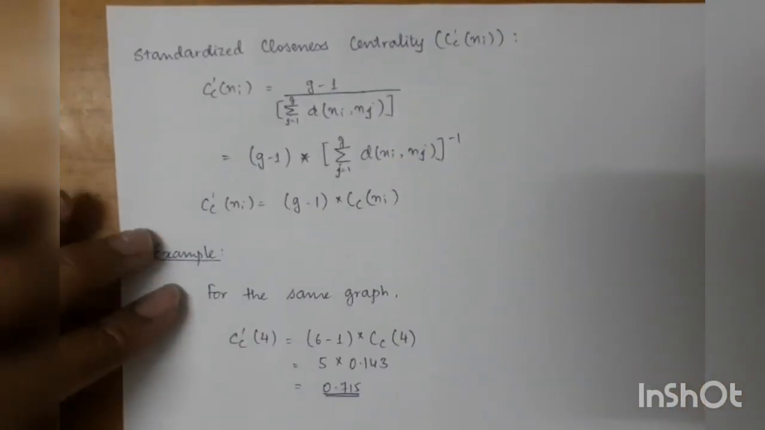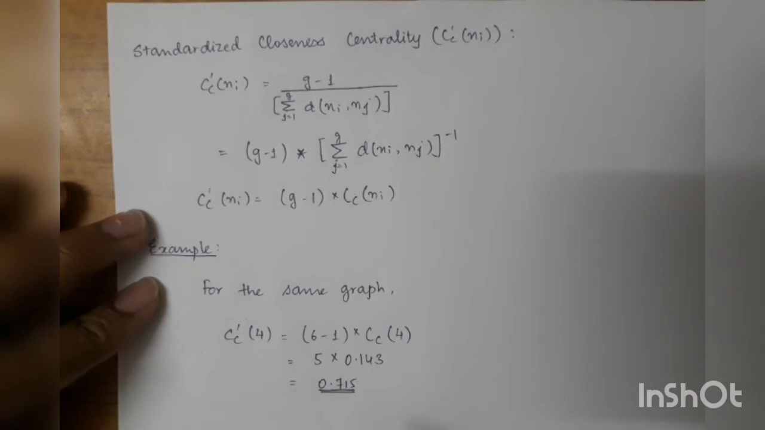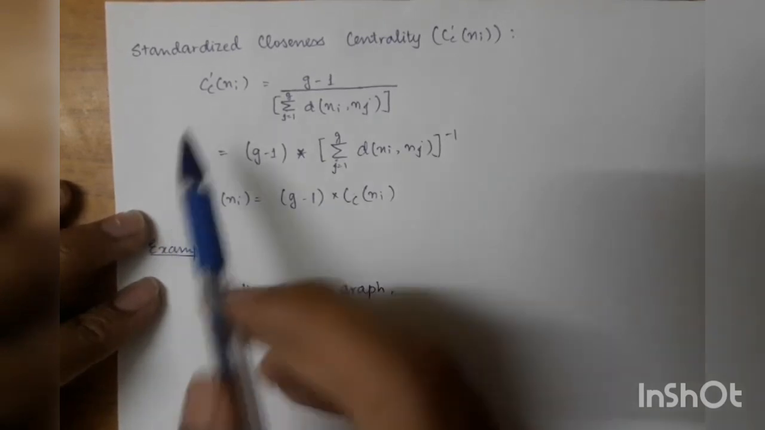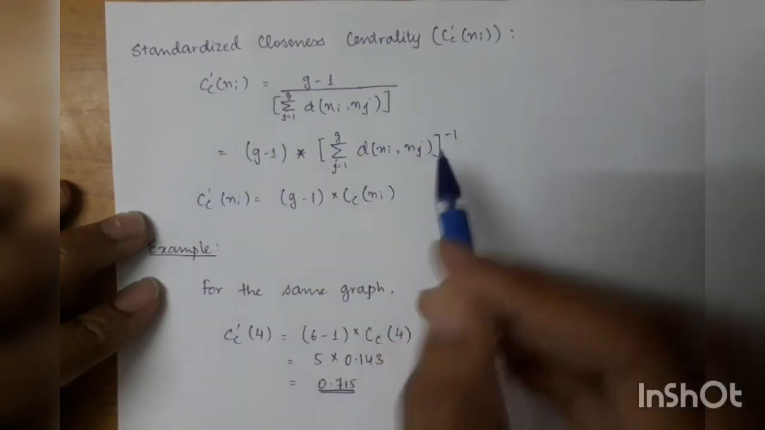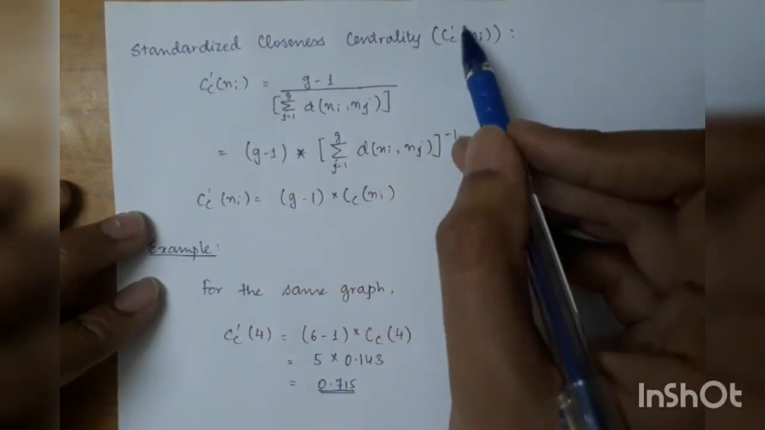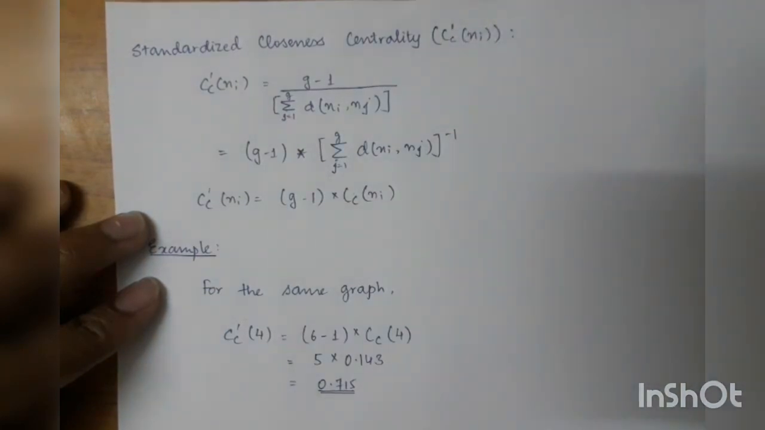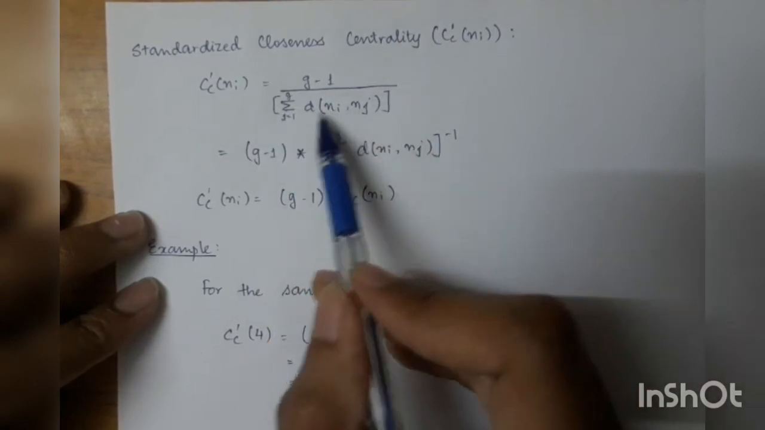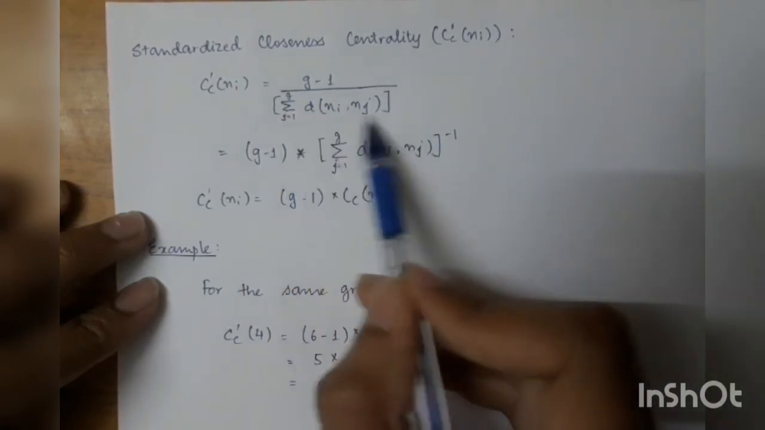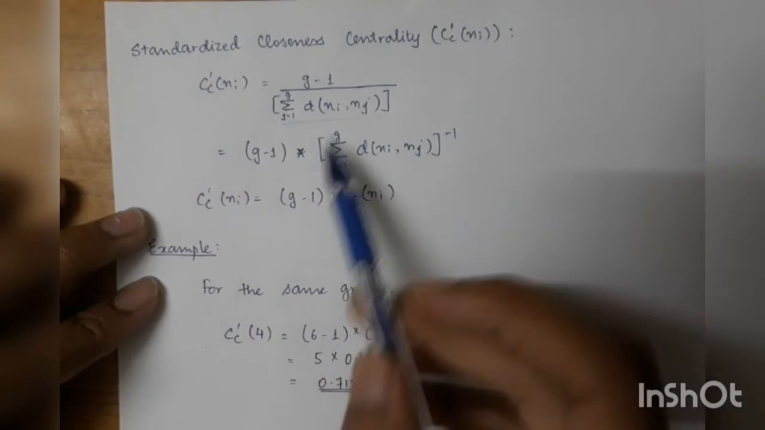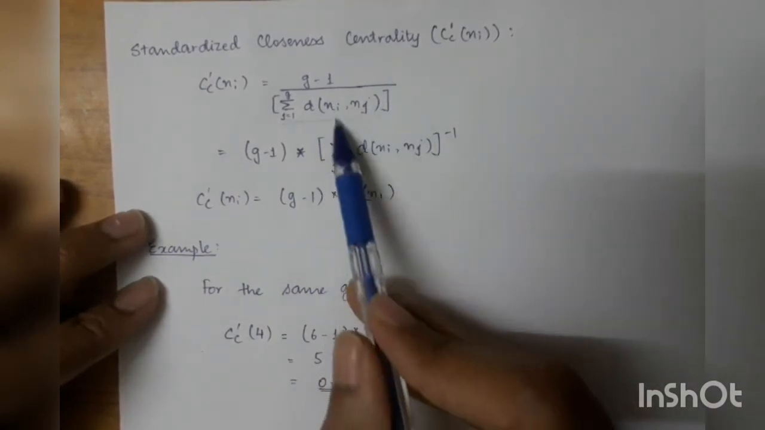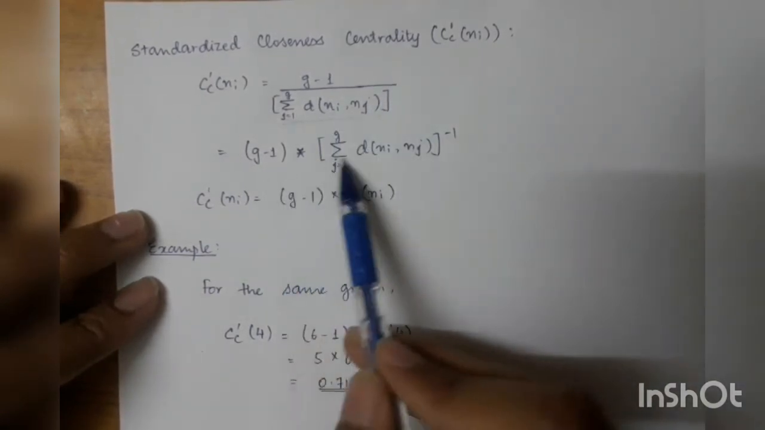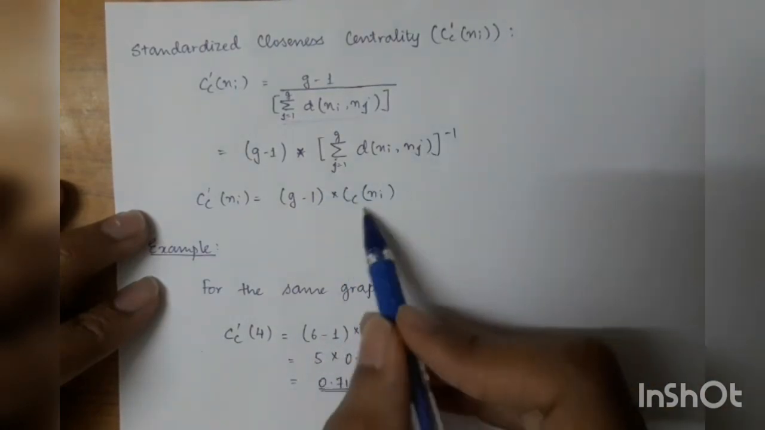Now let's get into what is standardized closeness centrality. This is just another term we use while measuring closeness centrality. The formula of this is given by CC dash, and you remember this dash is for standardized closeness centrality. The formula is G minus 1 divided by the same thing which we saw in closeness centrality. So if I take this up, this just becomes the inverse, and this was nothing but the closeness centrality, so we have this thing written here.